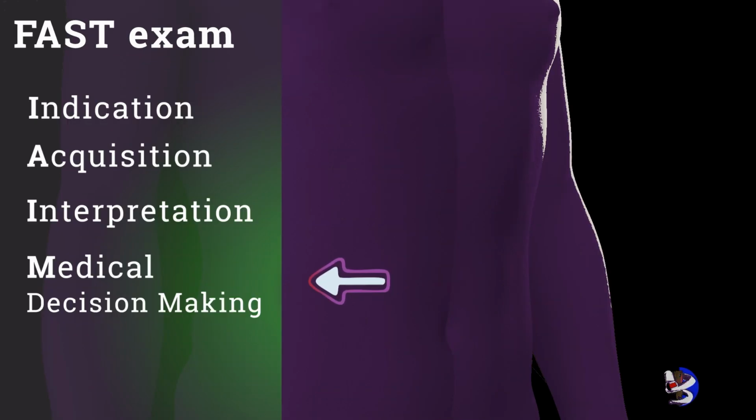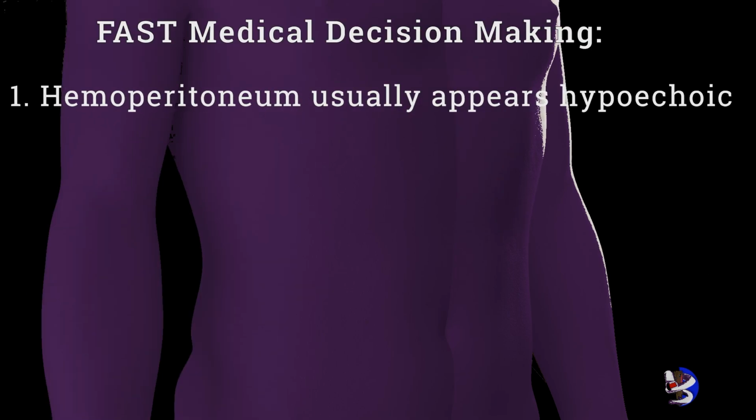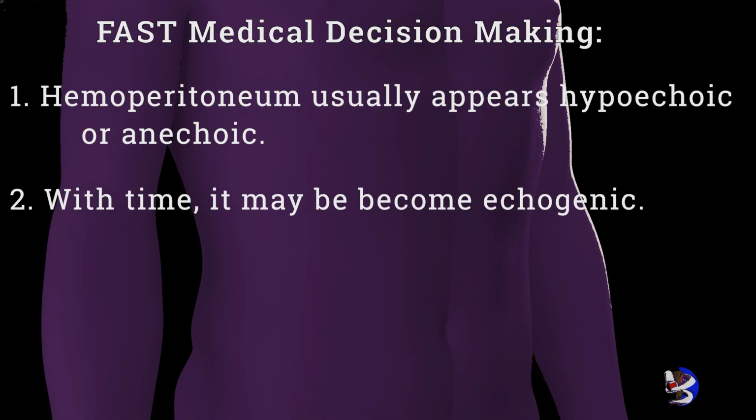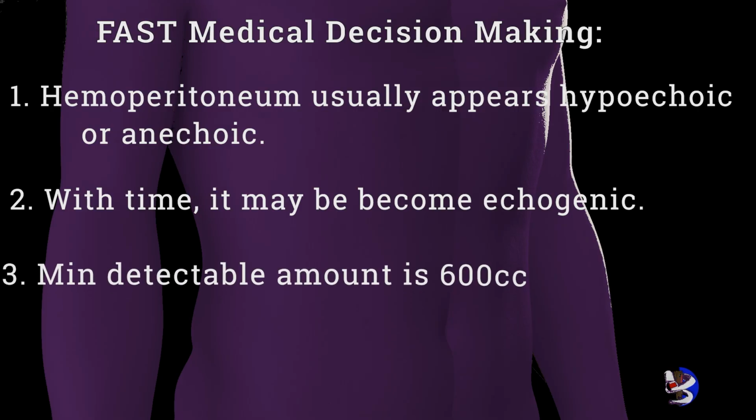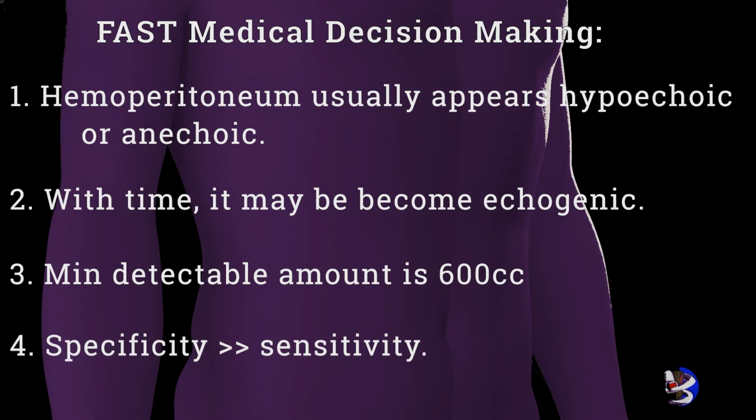For clinical decision making, hemoperitoneum usually appears anechoic or hypoechoic compared with adjacent solid organs, as we have seen on these clips. With time, prolonged hemorrhage may organize and become more echogenic. The mean minimum detectable free fluid volume during a FAST exam is close to 600 mL in Morrison's pouch. It is important to note that once a view is determined to be positive, there is no need to obtain other views. As mentioned earlier, the specificity of the FAST exam is much higher than its sensitivity.